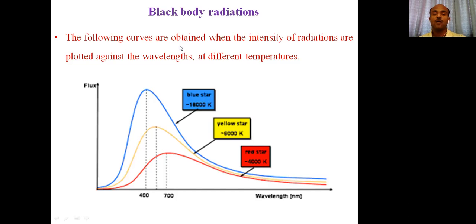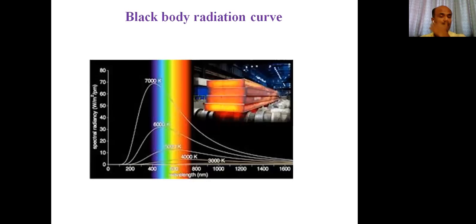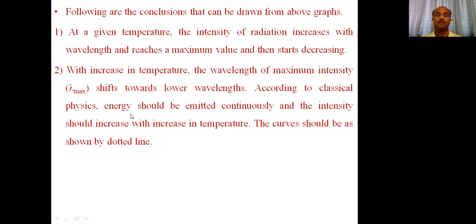The following curves are obtained when the intensity of radiations is plotted against the wavelength at different temperatures. So when a black body is heated to a very high temperature, it starts emitting radiations of different wavelengths. Initially, it starts emitting red radiation, then yellow, and afterwards it becomes blue, and at the end it becomes white. So it starts emitting radiations of different colors at different temperatures. See here, in this way we observe different colored radiations emitted from that body.